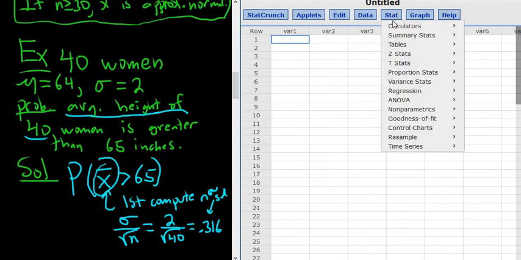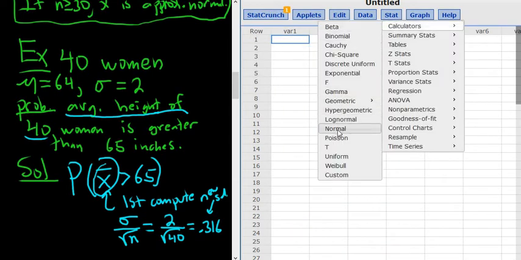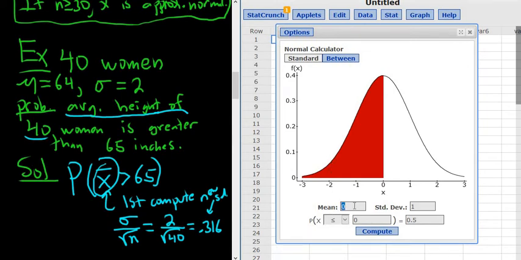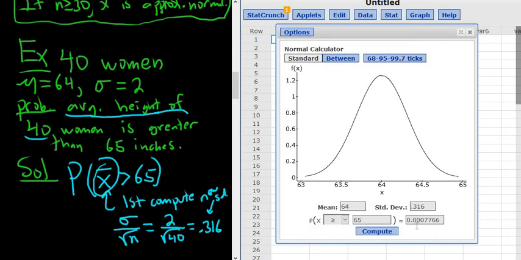So then we go to Stat, Calculators, Normal. Left click. And then your mean here is 64. That's your mu. Your standard deviation, it's not 2. I almost messed up. That would defeat the whole point of the problem. The new standard deviation is 0.316. Change this to greater than. Enter the 65. And that's it. You'll notice that there is no greater than or equal to sign. It doesn't matter for the normal distribution. Greater than is the same as greater than or equal to. So click compute. So you get 0.0007766. So very, very unlikely.